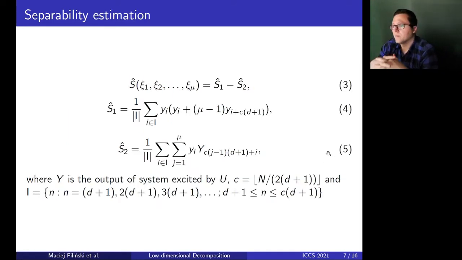Here we have the estimators. In equation 3 we have the separability factor s, and we can split it into two parts. First, s1 depends only on the passive experiment, and s2 depends on the passive and active experiment, but the active experiment depends on the input sequences of the passive experiment.